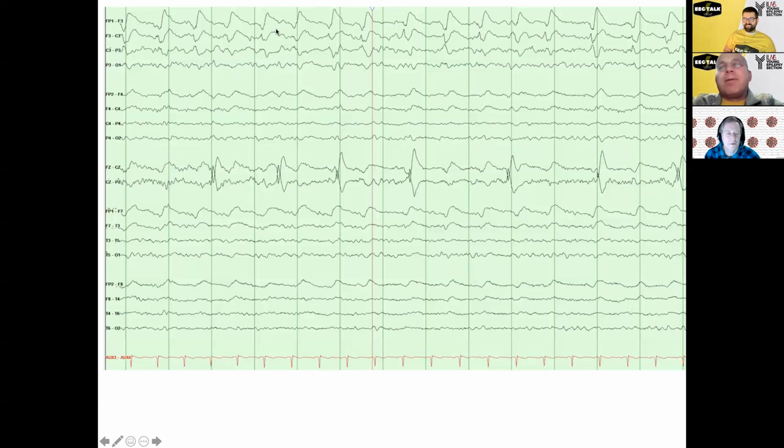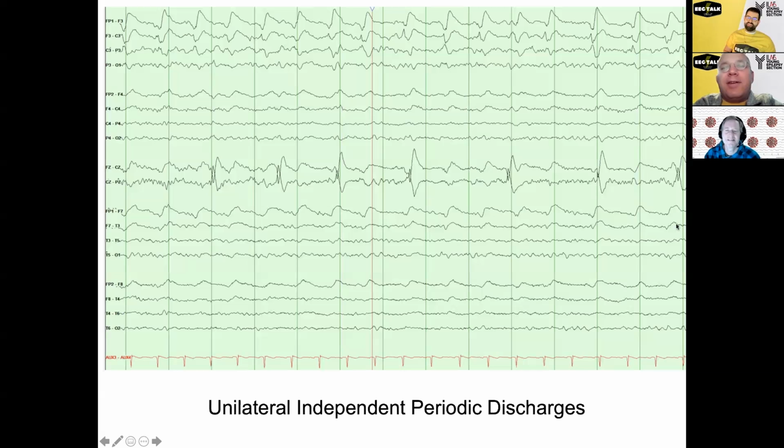This is UIPDs? Very well pronounced, I think. Unilateral independent, UIPDs. U-I-P-D. Nice. So those are the new ones in the terminology, right? Exactly. That's the only new main term, unilateral independent. Okay. Cool. Let's see what's next.